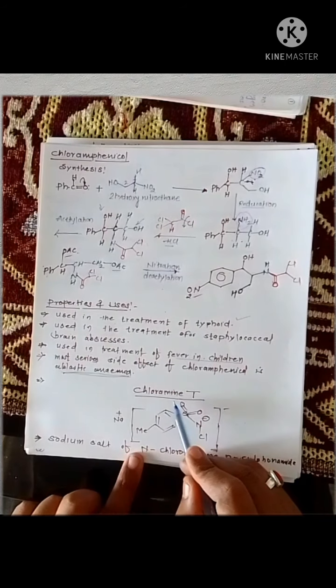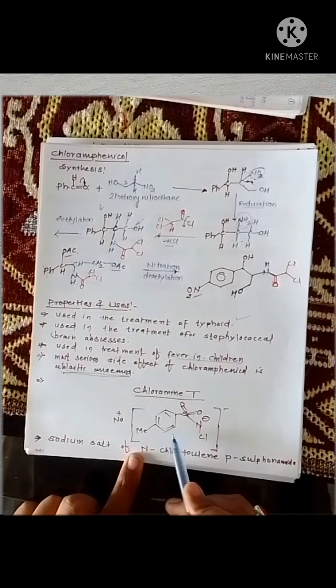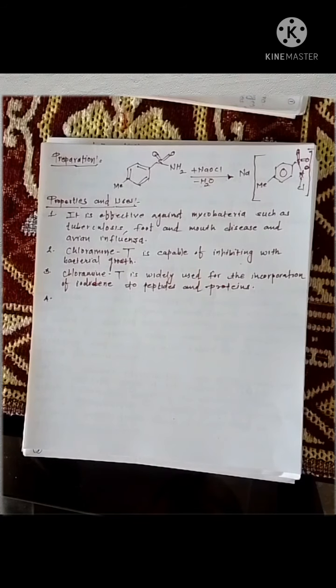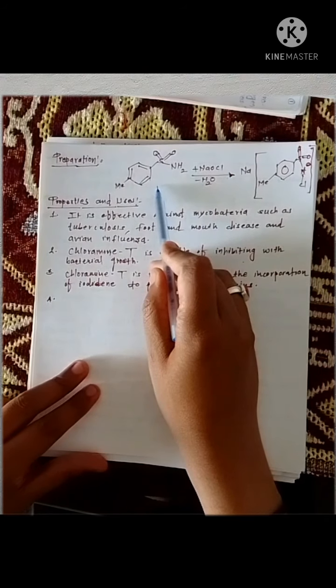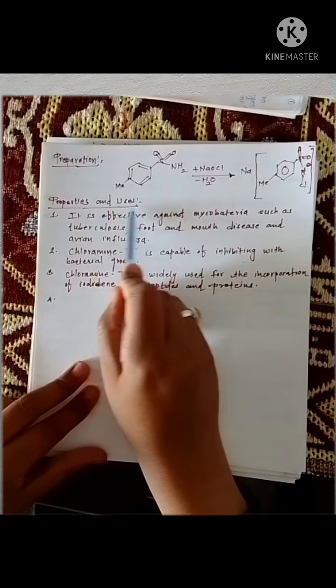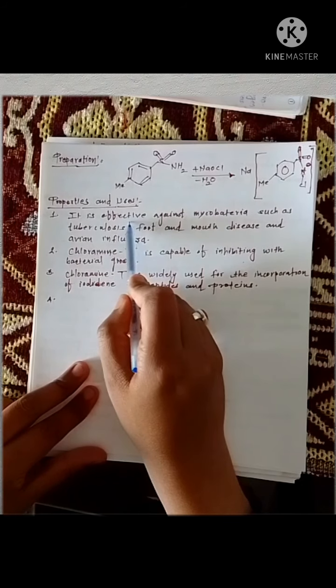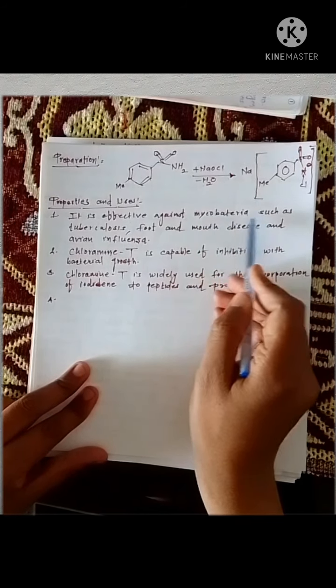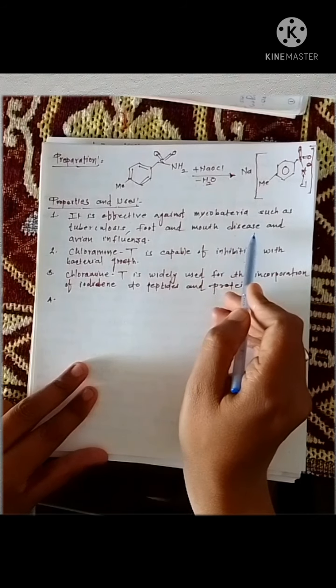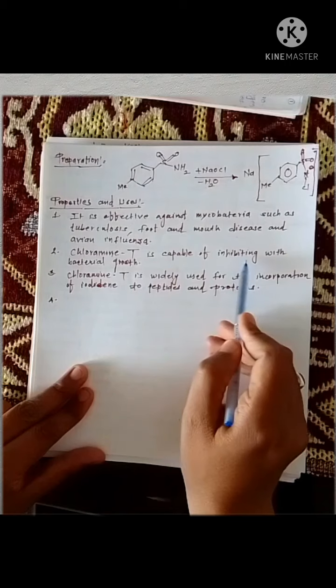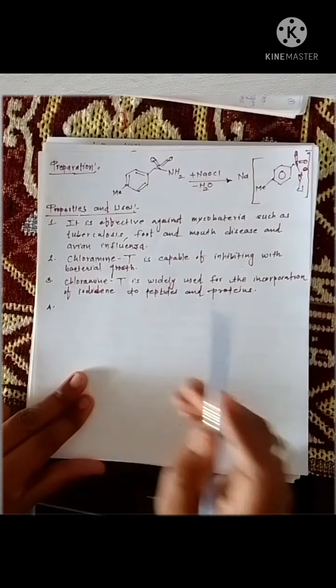Next drug is chloramine T. This is the structure of chloramine T. It is also known as sodium salt of N-chloro-toluene-p-sulfonamide. So this is the reaction for synthesis of your chloramine T. What are the properties and uses of chloramine T? It is effective against mycobacteria such as tuberculosis, foot and mouth disease, and avian influenza. Chloramine T is capable of inhibiting bacterial growth also.